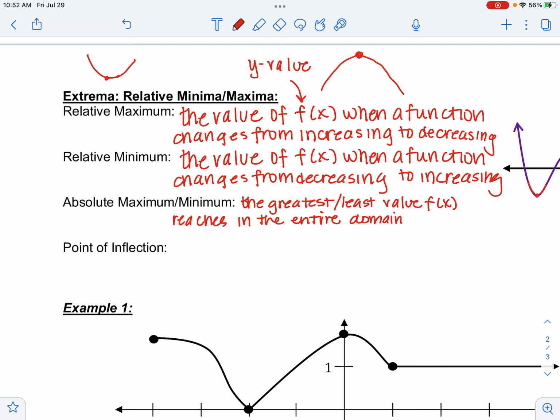Okay, last but not least, a point of inflection. A point of inflection is when a graph changes shape, but not whether it's increasing or decreasing. So we're going to say graph changes shape, but not increasing to decreasing or vice versa.